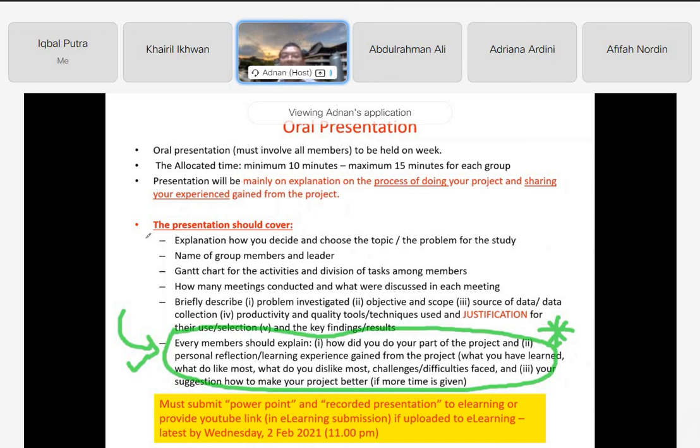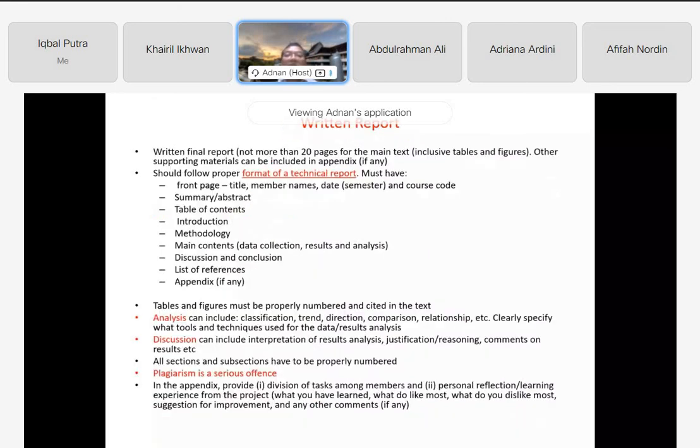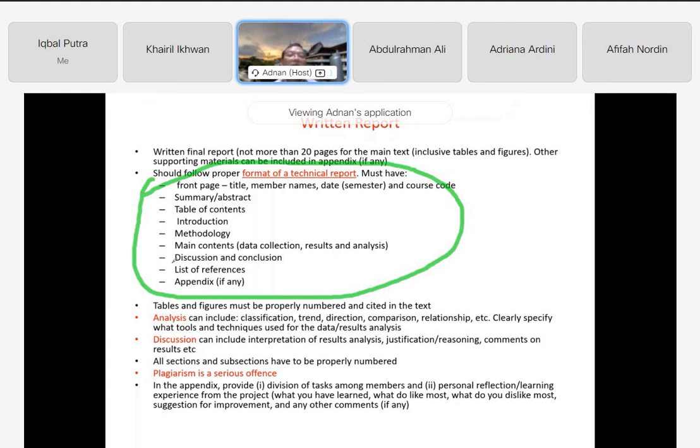So because we don't require you to produce report, if you think that you don't have enough time, but if you want to produce report, you will follow this one.